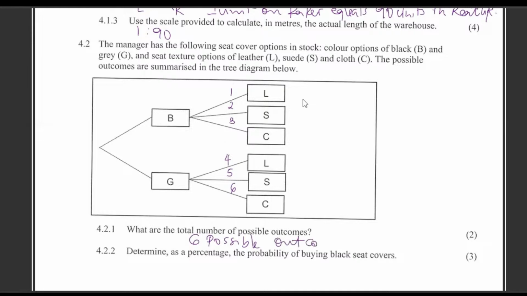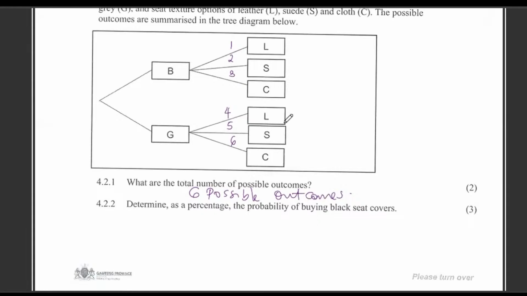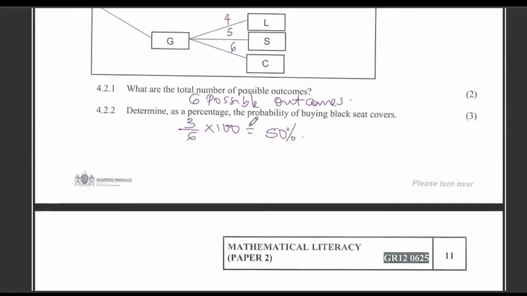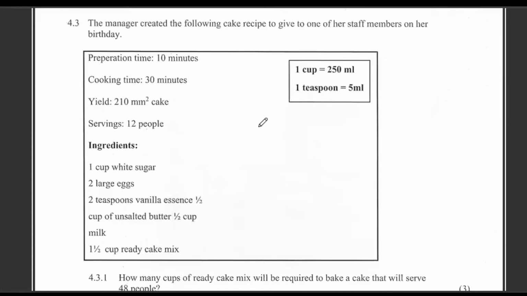What are the possible outcomes? Then determine, as a percentage, the probability of buying black seat covers. So black is here. It has how many? 1, 2, 3. So out of 6, we have 3 out of 6. But they said as a percentage, so multiply by 100, and the answer becomes 50%.